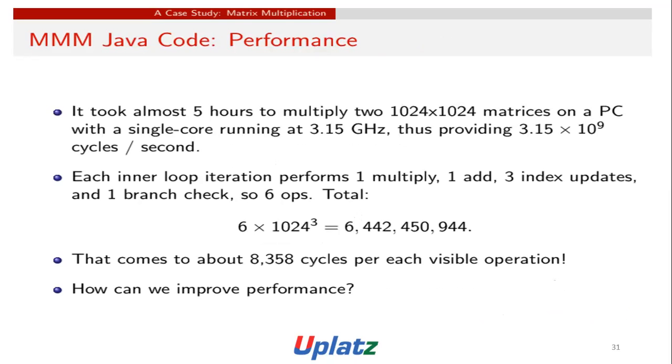Java code performance: it took almost 6 hours to multiply two 1024 by 1024 matrices on a PC with a single core running at 3.15 gigahertz, thus providing 3.15 times 10^9 cycles per second. Each inner loop iteration performs 1 multiply, 1 add, 3 index updates and 1 branch check. So 6 hours total, with 1024 cubed iterations, comes to about 8358 cycles per each visible operation. How can we improve performance?